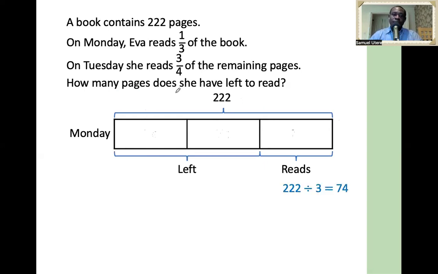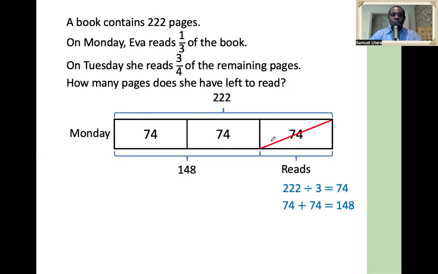Then whatever is left, which is to do 222 minus 74, or you say, okay, it has to be these two parts, which is 74 and 74. Either way, you get the same result. So you say, okay, let's cross out the one she's read, which is to do our subtraction.